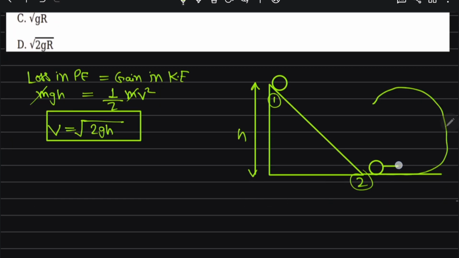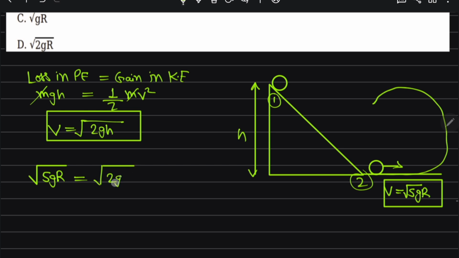Then after that, they say that the body completes a vertical circle. So we know that at this point the speed must be under root 5gr. Then only the particle completes the circular motion. So their speed must be root 5gr, that is equal to root 2gh.